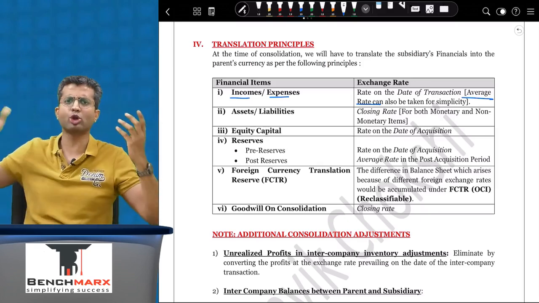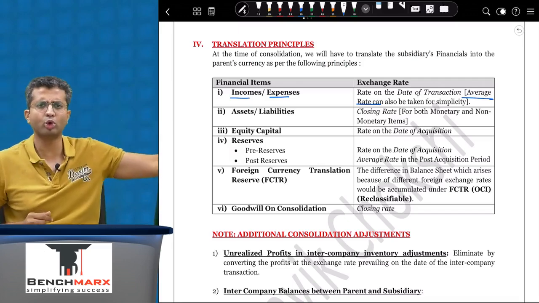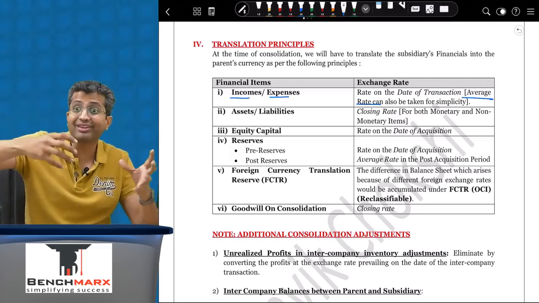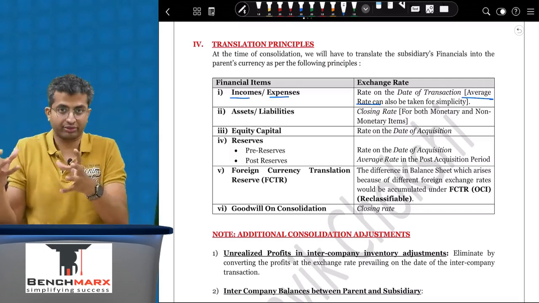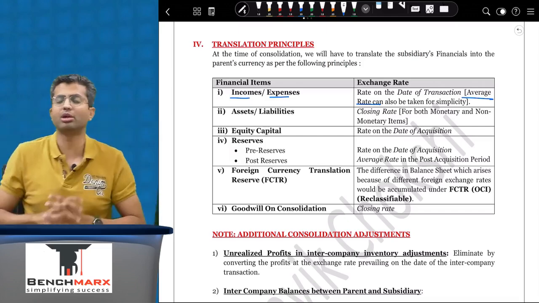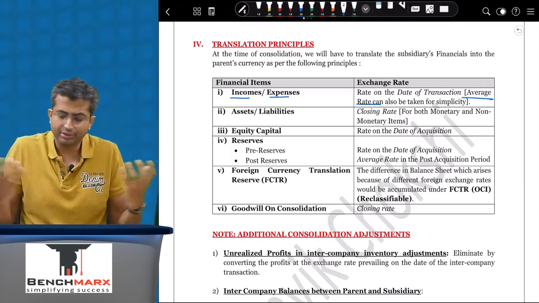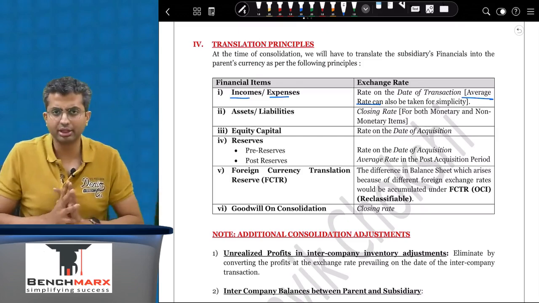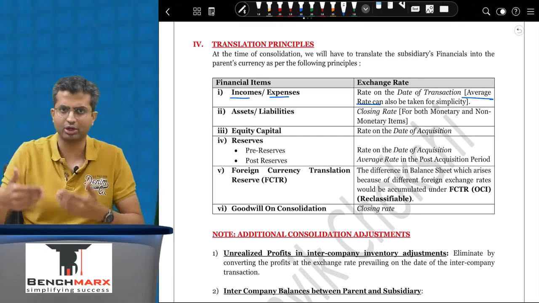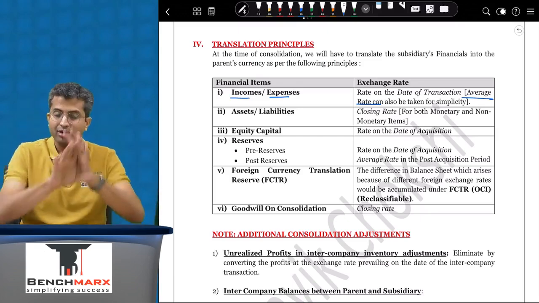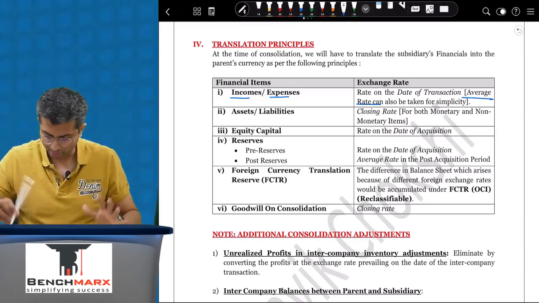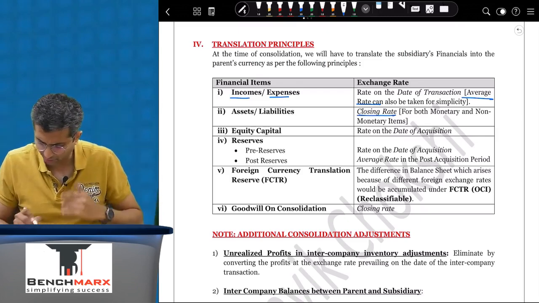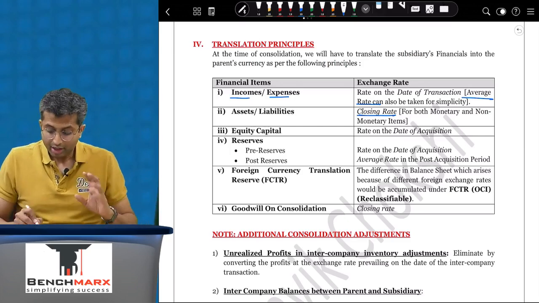In any case, the gain or loss now is not going to the P&L, it is going to go to the FCTR. And whenever you are selling that foreign operation, the gain or loss which is there in the FCTR will be converted and recycled back into the P&L when you sell that foreign operation. We will study that for the entire operation, monetary as well as non-monetary. So just remember that closing rate for both monetary and non-monetary.